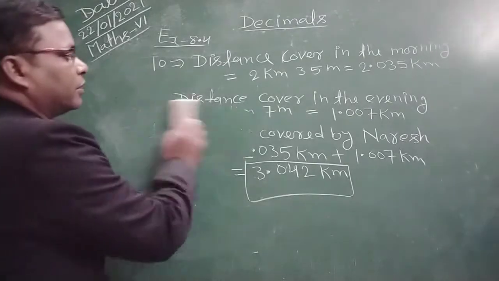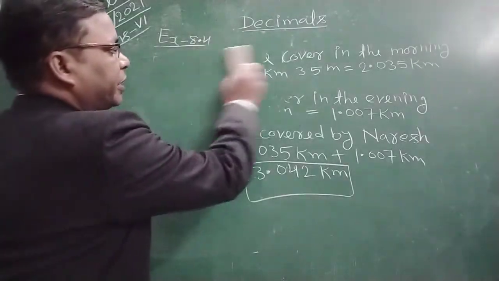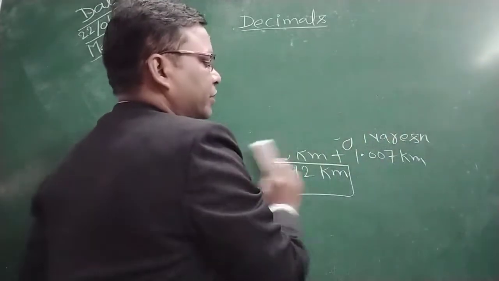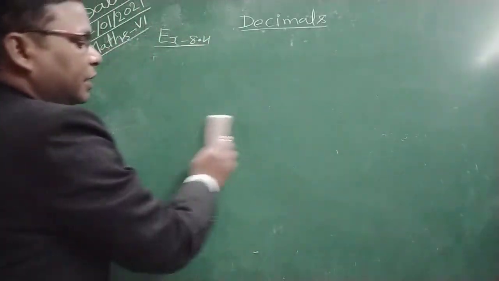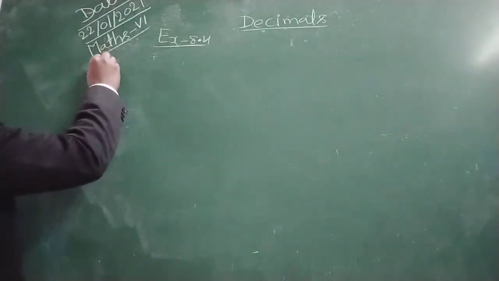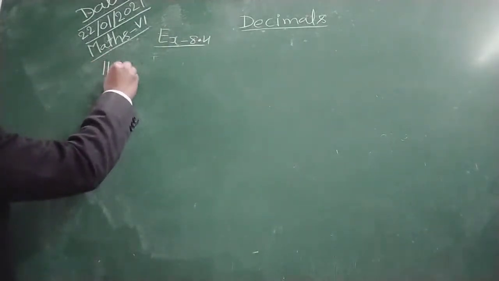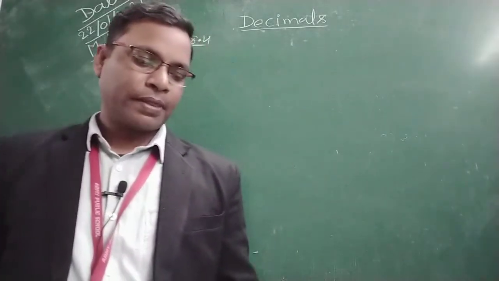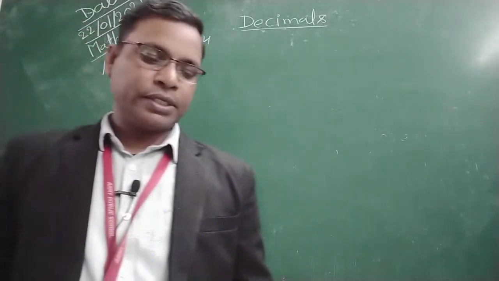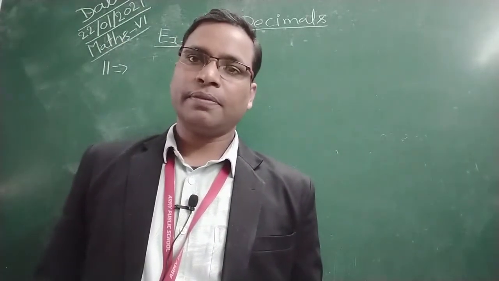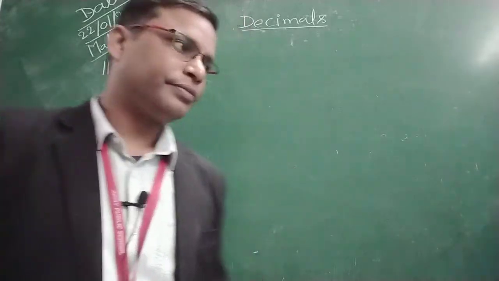Now, in this way you completed question number 10. Now we are going to discuss question number 11. In this question, it is given that the amount of money Abhishek had. Abhishek had 7.5 rupees. So you can write here: amount of money Abhishek had.